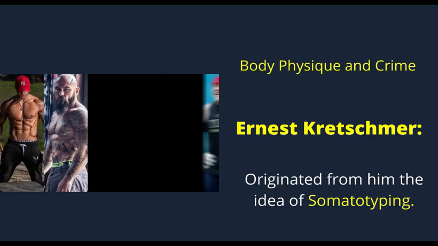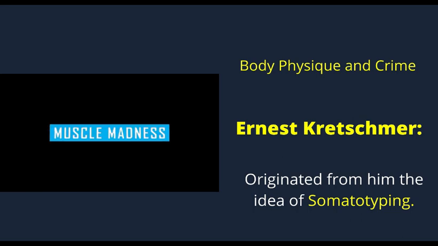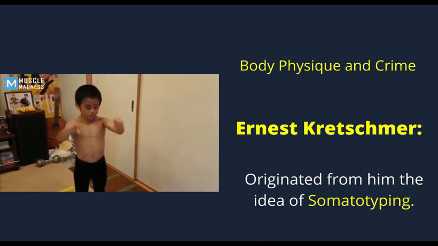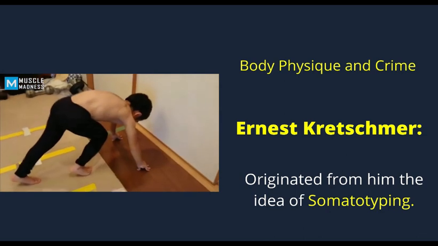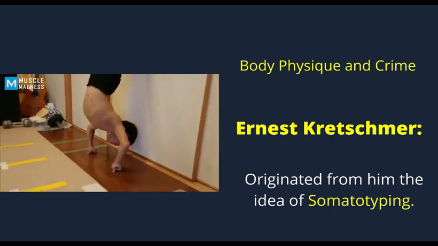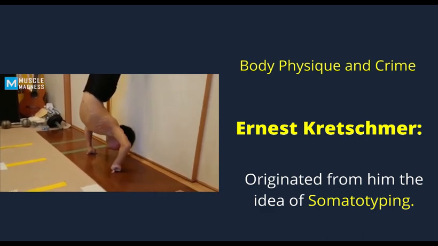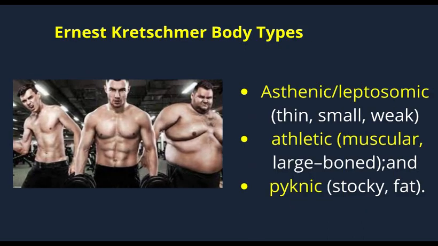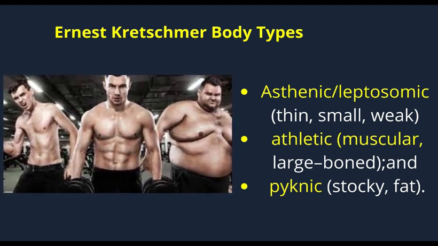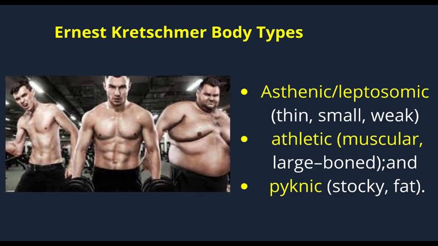First, Ernest Kretschmer originated the idea of somatotyping. Kretschmer is also known for developing a classification system that can be seen as one of the earliest exponents of a constitutional, the total plan or philosophy on which something is constructed, approach. His classification system was based on three main body types: asthenic or leptosomic (thin, small, weak), athletic (muscular, large-boned), and pynic (stocky, fat). The athletic category was later combined into the category asthenic/leptosomic.